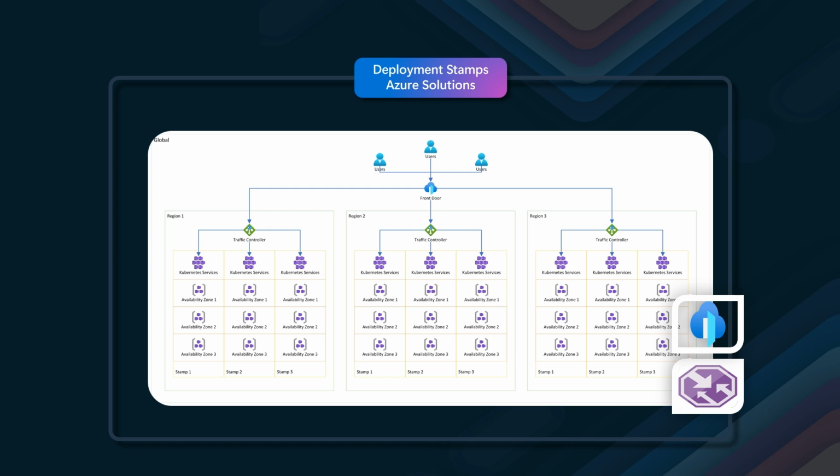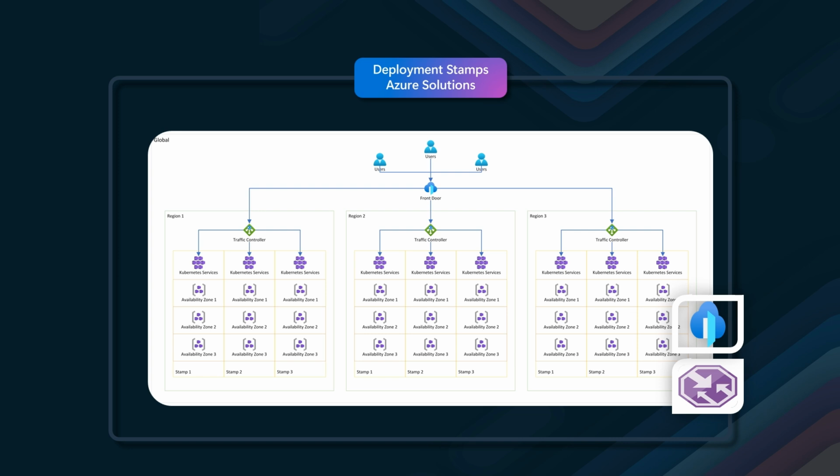Each deployment stamp leverages Kubernetes services to orchestrate and manage containerized applications. Kubernetes provides robust capability for scaling, self-healing, and rolling updates, making it an ideal choice for managing microservices at scale. By deploying services within a Kubernetes cluster, we can achieve a high degree of automation and resilience, allowing the systems to handle varying workloads dynamically.